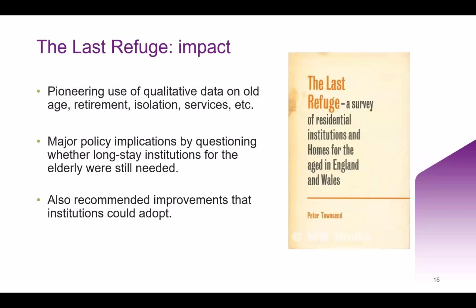And the second reason was that this study had major policy implications because Townsend's results challenged whether long-stay institutions were really the best place for the elderly. And I think part of the conclusion of his book was that for many elderly in some circumstances, they may not be the right form of institution. But it also had lots of practical implications in that he recognized that people needed not just criticism, but also some suggestions of where to go from there. So he came up with recommended improvements that institutions could adopt and that policy could adopt as well.